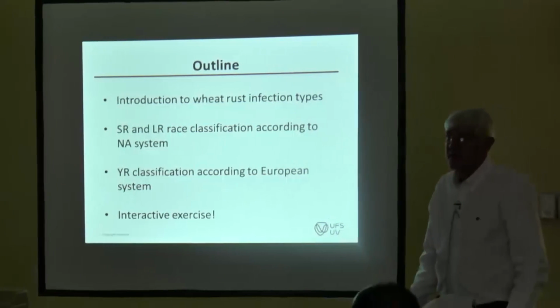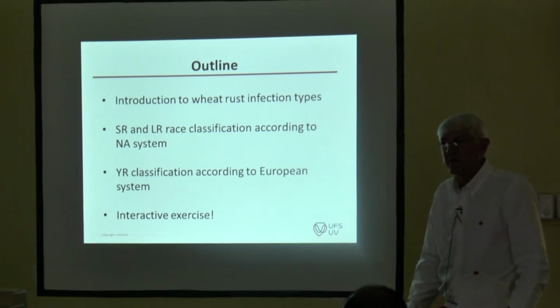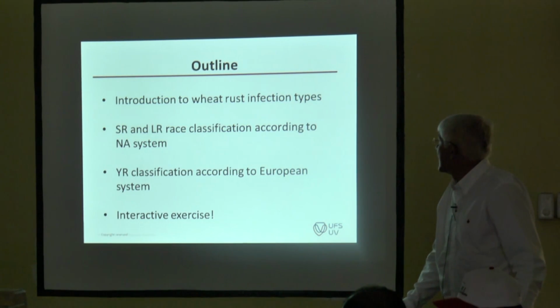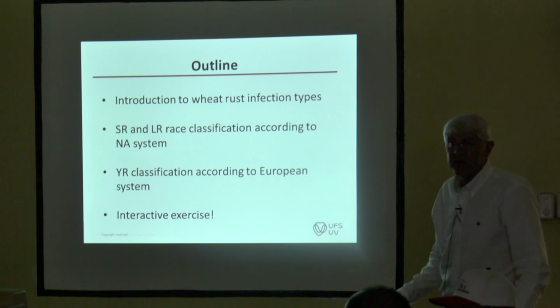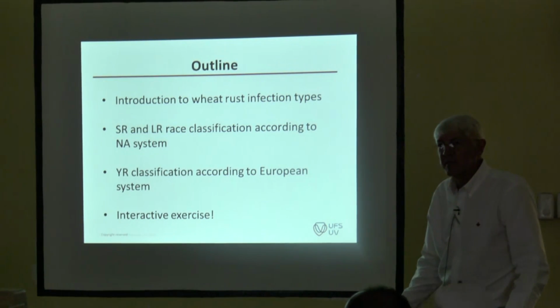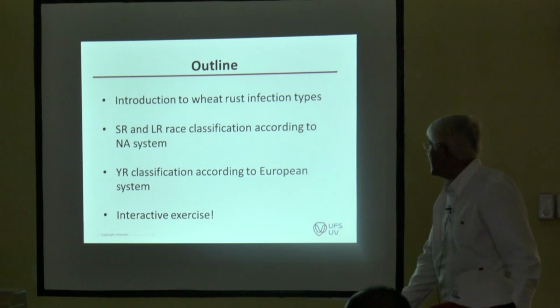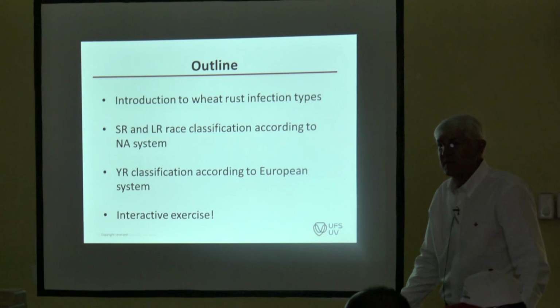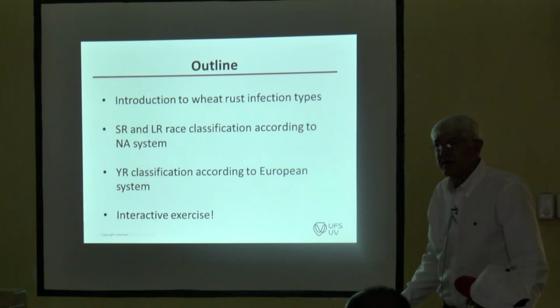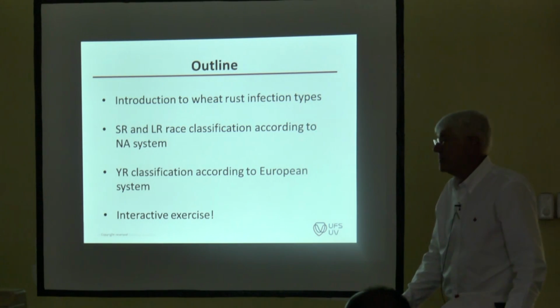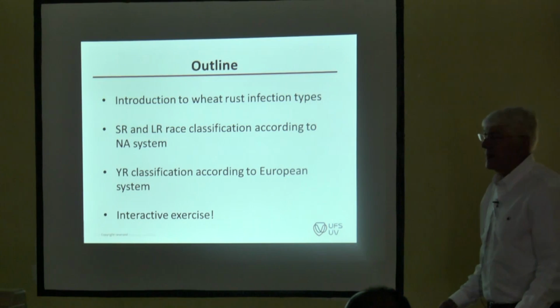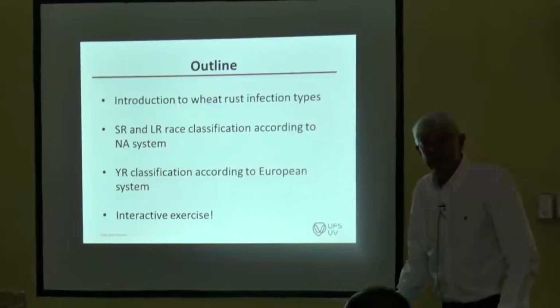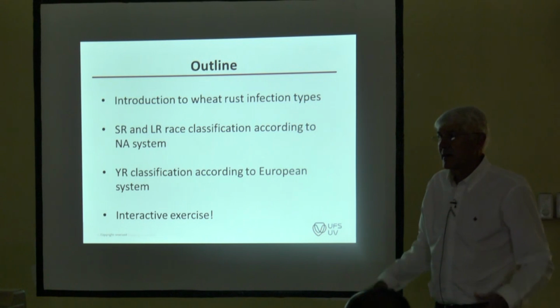So for the first lecture, we will just start with an outline to introduce you to the different infection types of wheat stem rust, wheat leaf rust, as well as wheat stripe rust or yellow rust. And then we will go through certain examples using specifically the North American system. For the yellow rust example we will use the European classification system just to give you an idea of what a 6E16 actually means.